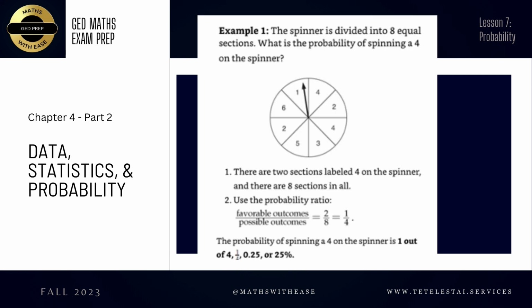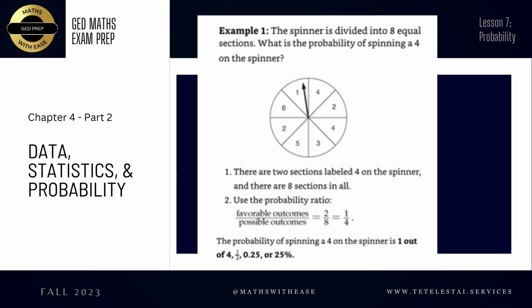So in this example, we're told that a spinner is divided into 8 equal sections. What is the probability of spinning a 4 on the spinner? So we look at our spinner, we count the total number of sections to verify, and we see 4 equal parts on the top and 4 equal parts on the bottom. So our spinner is correctly divided into 8 different parts.